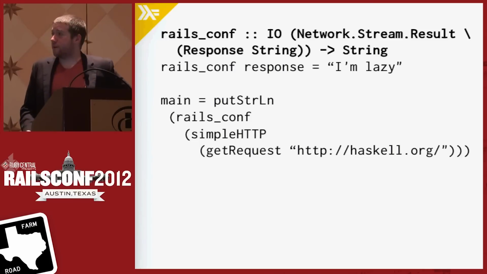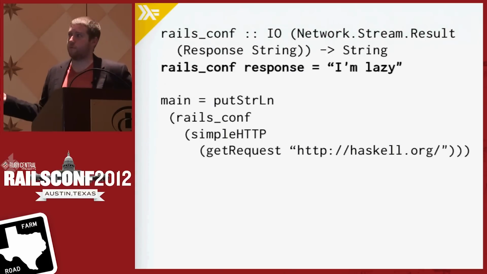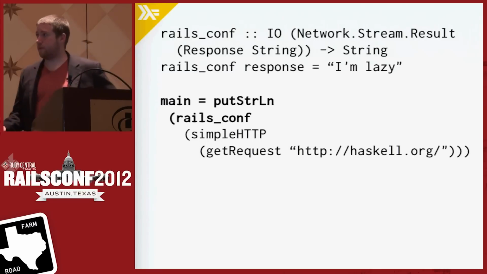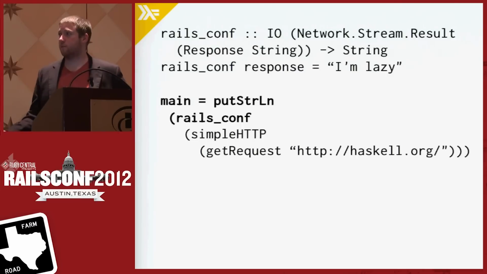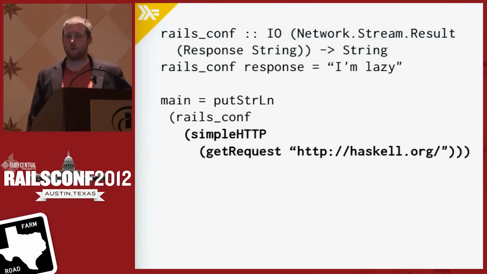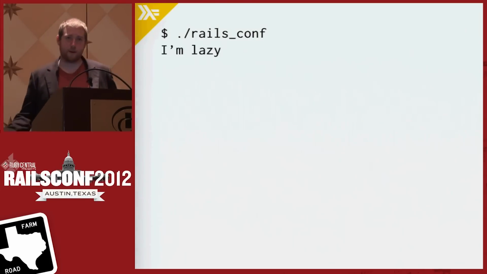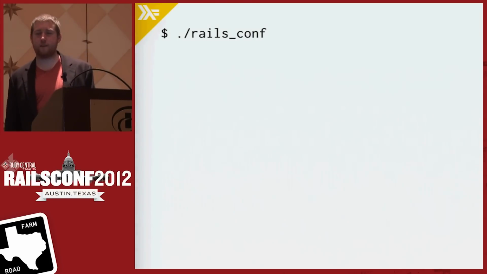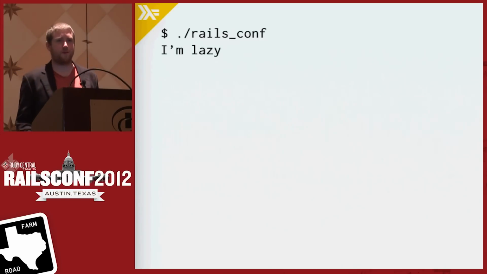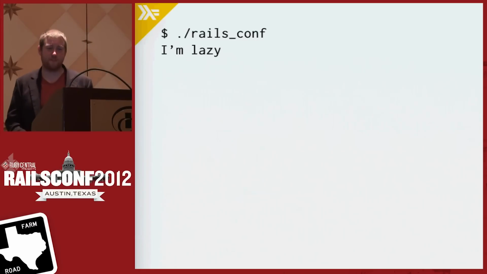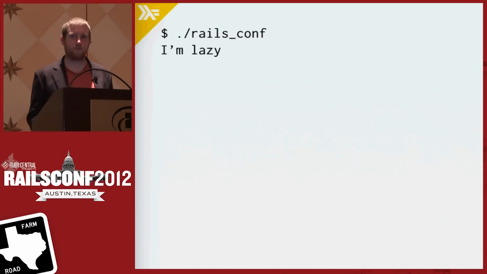So we have this method railsconf, and we declare that it's going to take an argument of type IO (Network.Stream.Result (Response String)), which you should just think of as a response from an HTTP request. And it returns something of type String. So we define the implementation of this method. It has the argument response, and is going to return the string, "I'm lazy." We put this in a script. We define the main method to print out the result of calling this railsconf method with the result of this HTTP request. And so I ran this code on my laptop, and it printed out, "I'm lazy." I turned off my Wi-Fi and ran it again, and it still printed out, "I'm lazy." So either Haskell doesn't need a network connection to make HTTP requests, which would be really awesome, or there's something else going on, which is lazy evaluation. We never actually used the result of that HTTP request, so the request was never made.